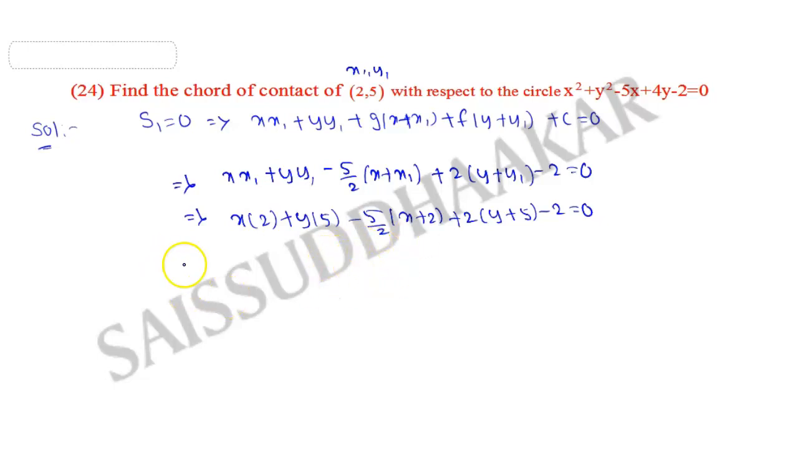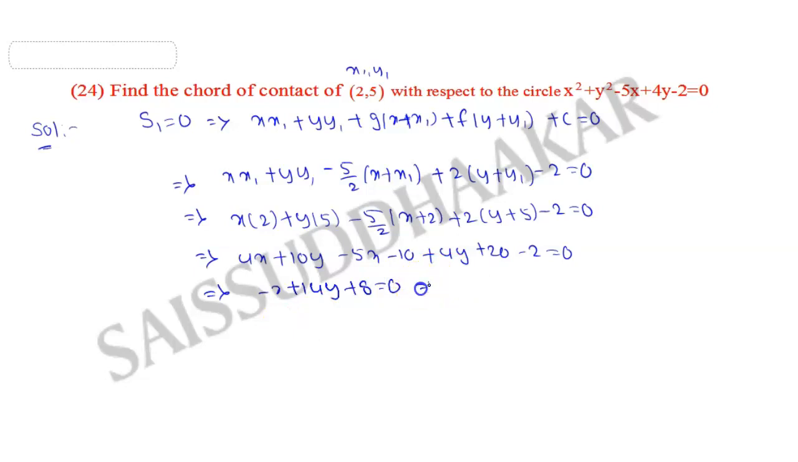Here I can take 2 as LCM. Already 2 is there, so 2 into 2 is 4x plus 10y minus 5x, multiplying 5 inside, minus 10, plus 2 into 2 is 4y, 4 into 5 is 20, plus 20 minus 2 equals 0. This implies 4x minus 5x, that is minus x, next 10y plus 4y is 14y, and minus 10 minus 2 is minus 12 plus 20, that is plus 8, equals 0. Taking minus common, x minus 14y minus 8 equals 0.